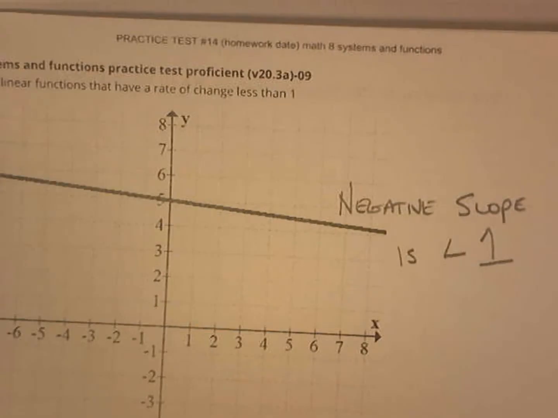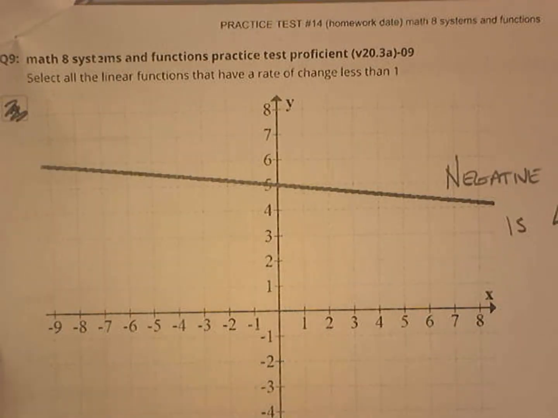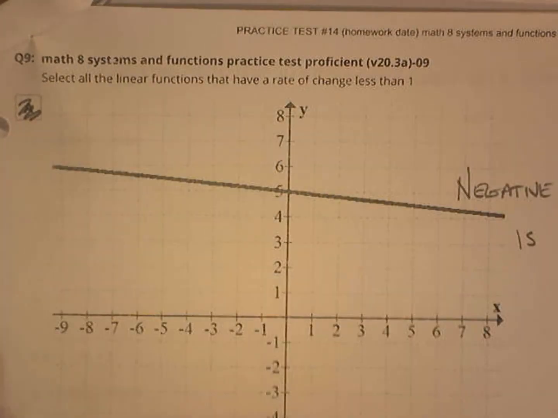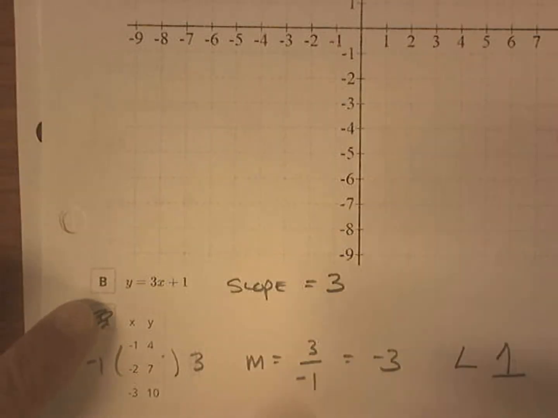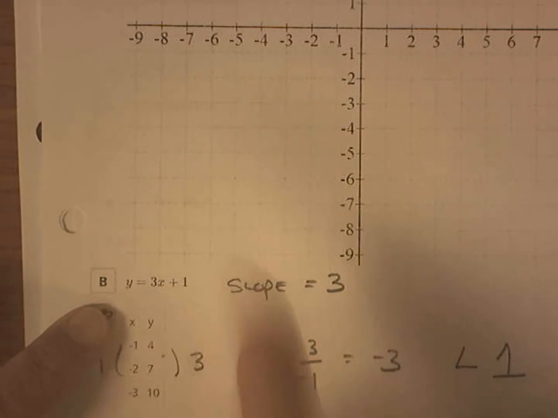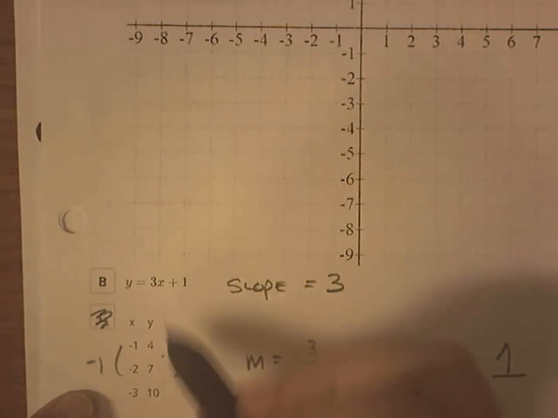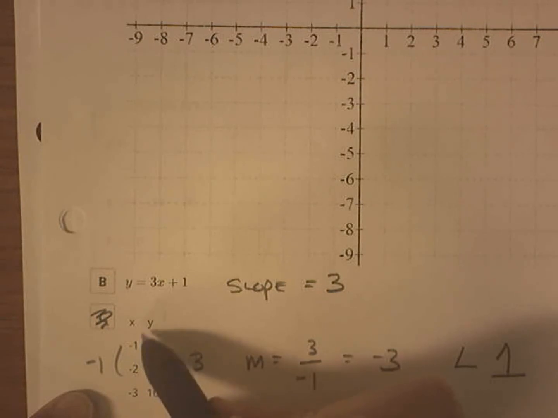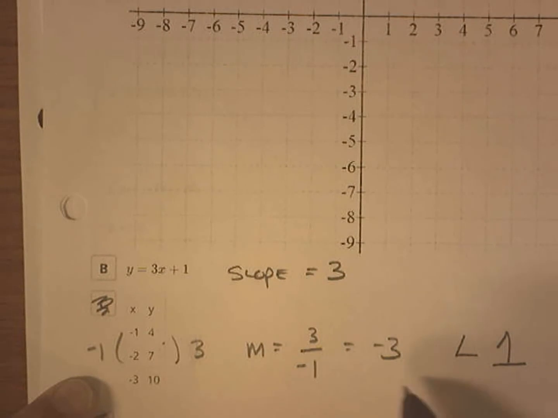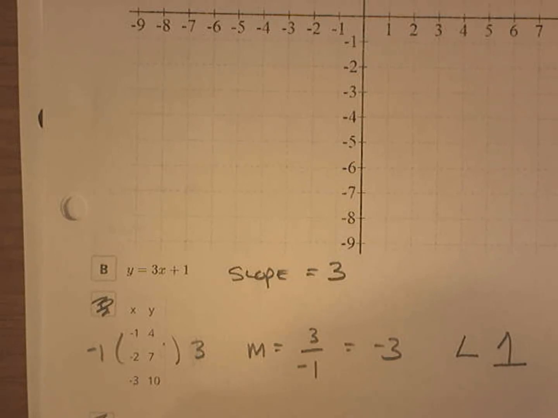And then this one is select all the linear functions that have a rate of change less than 1. Well, this is negative, so it's less than 1. So I selected that. This guy, the rate of change is 3, which is not less than 1, so I didn't select that. This guy, let's see, it's going up by 3 and down by 1, so it's 3 over negative 1, which is negative 3, which is less than 1, so I selected it. And this one is 1 half, which is less than 1, so I selected it.